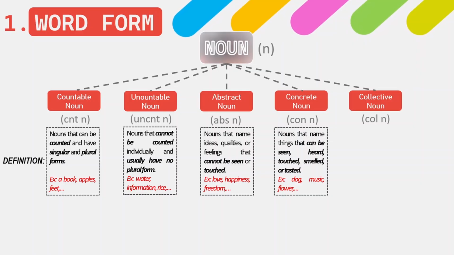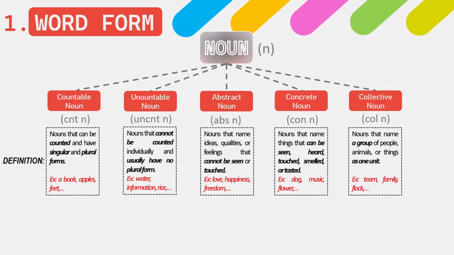And finally, we have collective nouns. Collective nouns refer to a group of people, animals, or things considered as a single unit. They represent many members as one group. They can take singular or plural verbs depending on meaning, especially in British English. For example, team, family, flock, and a lot more.